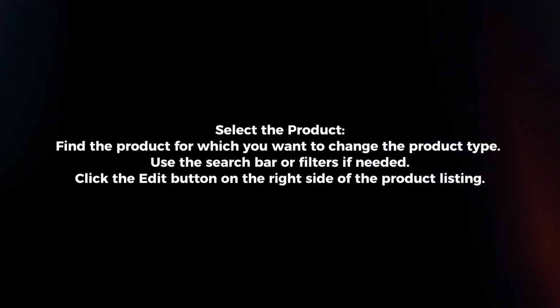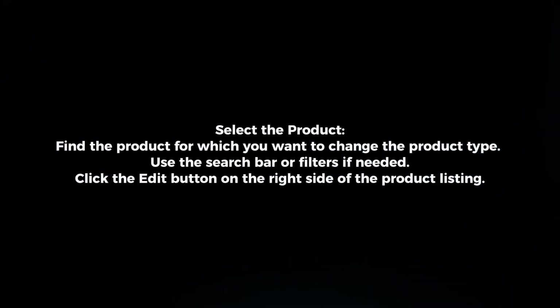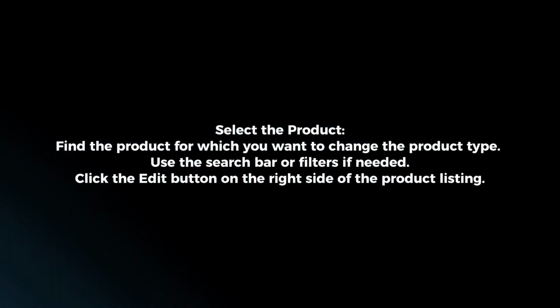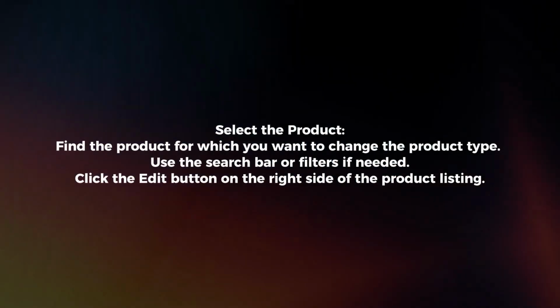Select the product. Find the product for which you want to change the product type. Use the search bar or filters if needed. Click the Edit button on the right side of the product listing.